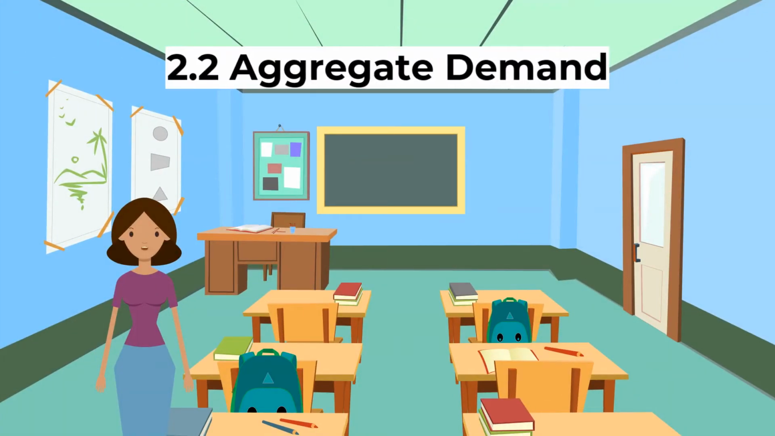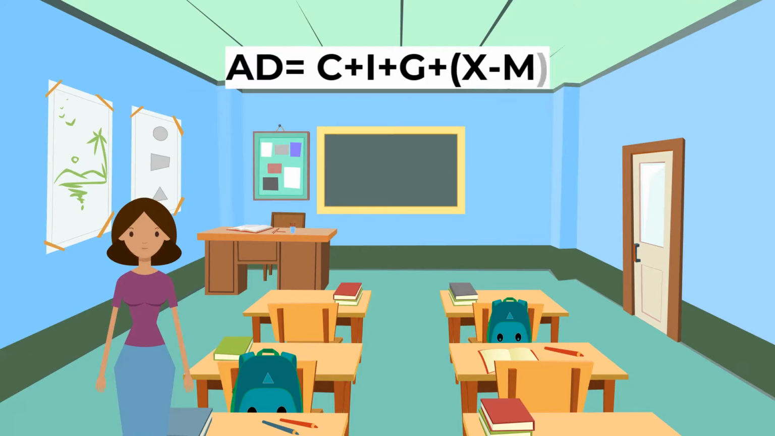Aggregate demand, or AD, is the total level of spending in the economy at any given price. The formula for aggregate demand is as follows. AD equals C plus I plus G plus X minus M. What are the components of AD? Aggregate demand is made up of consumption, C, investment, I, government spending, G, and net exports, X minus M.